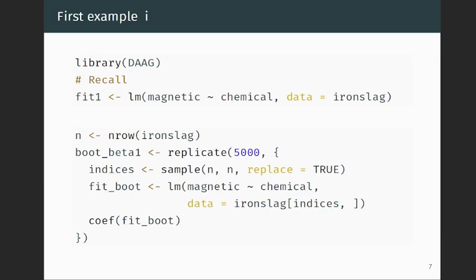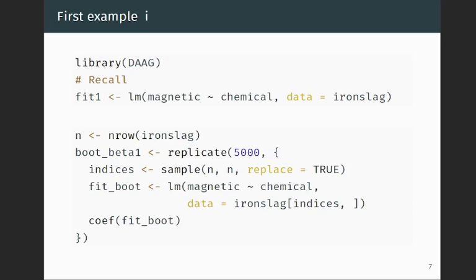That's our beta hat. Next, we're going to do Bootstrap. We'll start by recording how many rows we have in the ironslag data set. And then we're going to replicate a code block 5,000 times. Inside the code block, this should be very familiar. We've already looked at code like this.